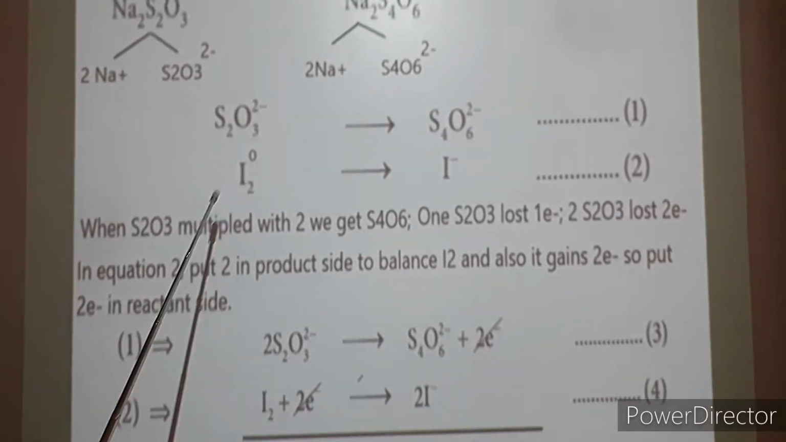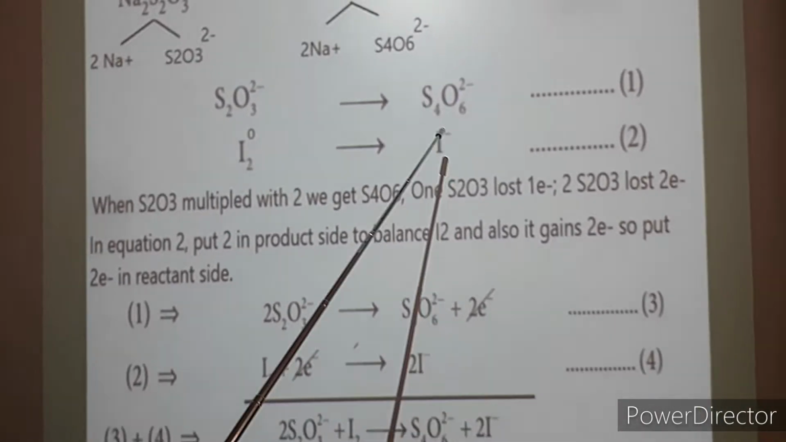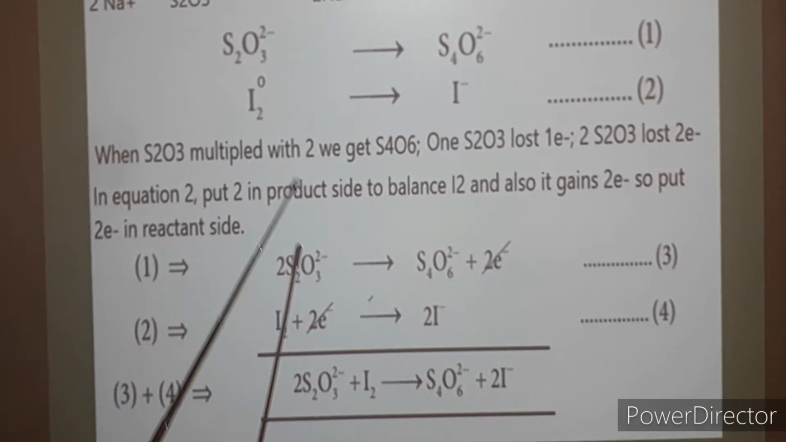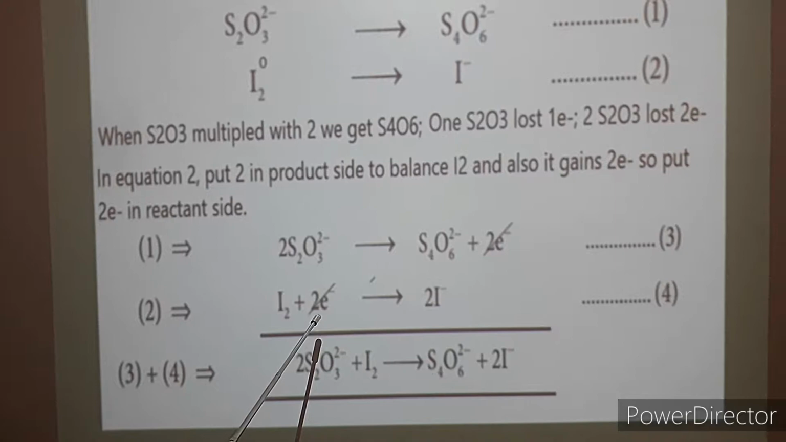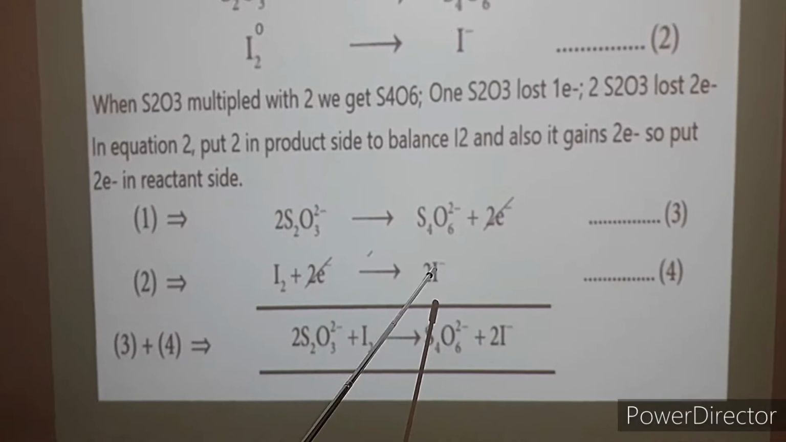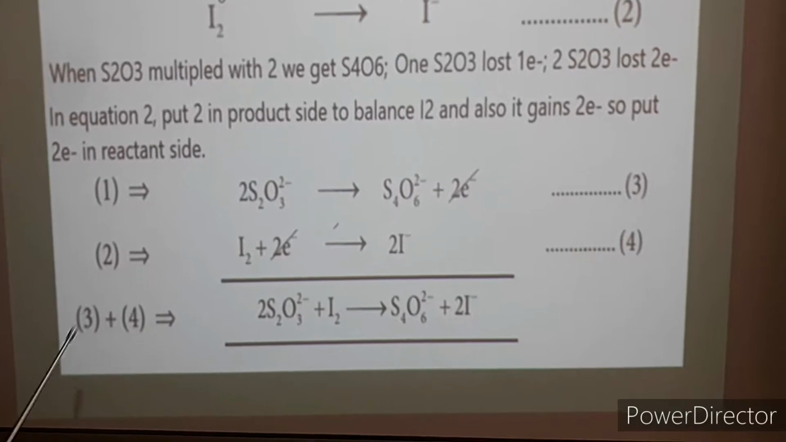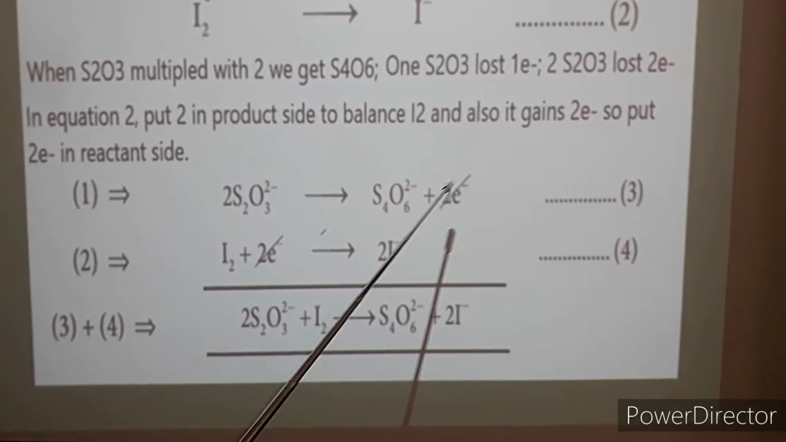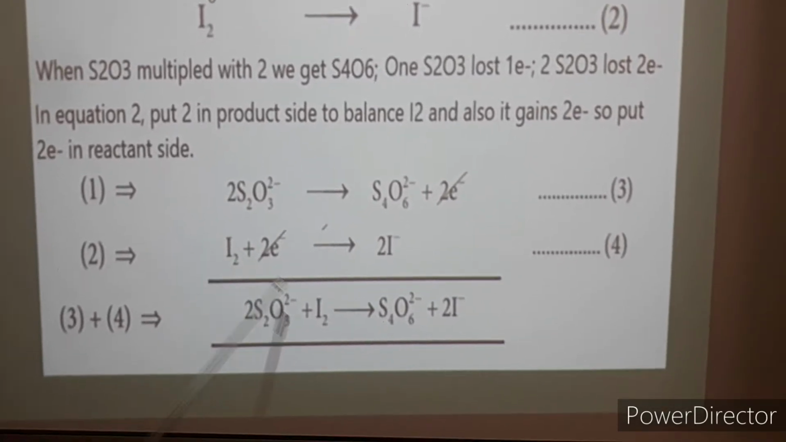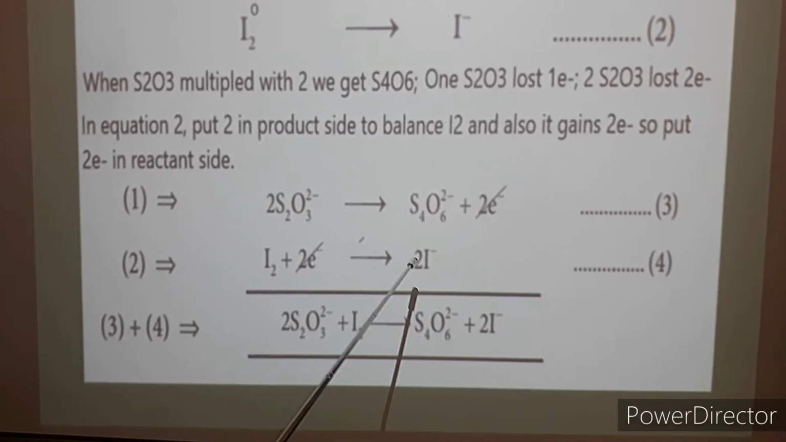And iodine in the element state, so the oxidation number is 0. Here I minus, the oxidation number is minus 1 only. But here 2 iodine is present, so we have to write 2 electrons in the reactant side, because the iodine gained the 2 electrons, then only it changed into 2 iodide. So we are getting the third and fourth equations. Now we are going to add the third and fourth equations. Afterward we are cancelling 2 electrons, we get 2 moles of S2O3 2 minus and iodine. Afterward, on the product side, S4O6 2 minus plus 2 iodide.